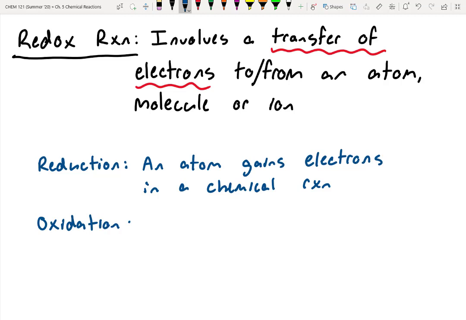Oxidation is essentially the opposite. An atom loses electrons in a chemical reaction.